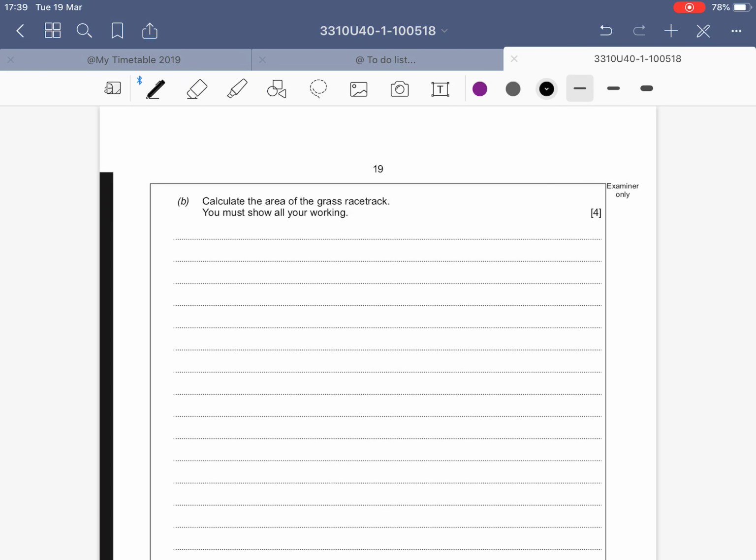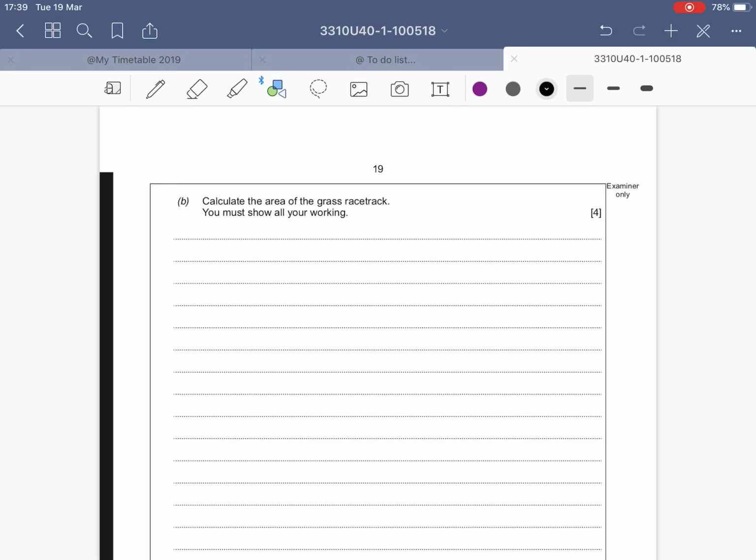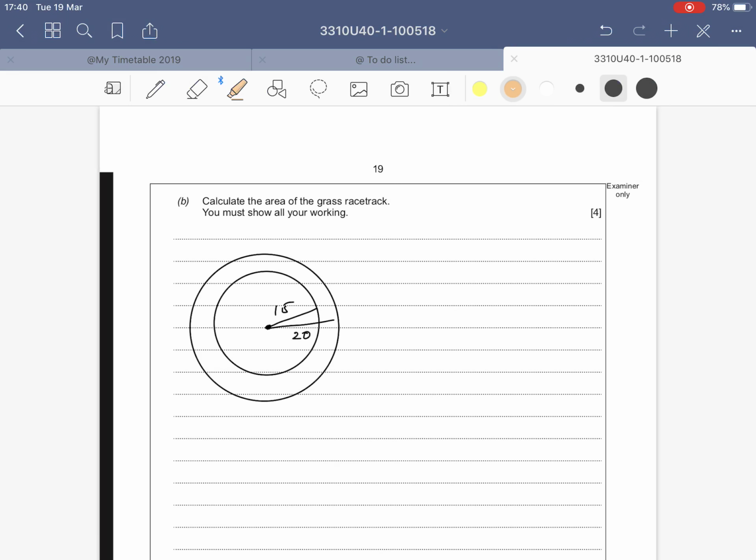Part B, calculate the area of the grass track. So that's that 650 that I just worked out, but also the 2 semicircles either end. If I took the 2 semicircles either end and I put them together, then I would end up with a circle. So if I just imagine that for a second, there's the circle, and then the track would be the difference between the 2 circles. So this is the circle of 15, this is the circle of 20, and that track that's split between the 2 halves would be then the shaded area.